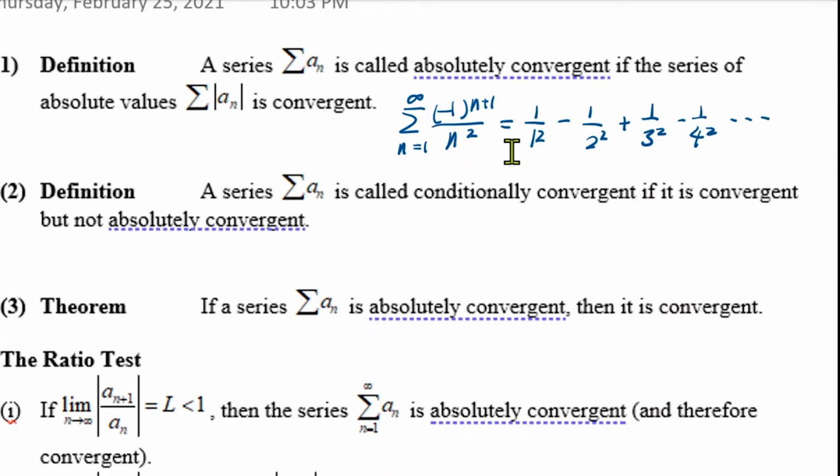Because the negative signs tend to cancel each other, so these things fluctuate back and forth, right? So if we convert all of these minus signs to plus signs, in other words, take the absolute value of every single term, would that still converge? If you do, this just becomes a p-series with p equal to 2. So this will still converge, even if it's alternating. Then we say this series is absolutely convergent. Did that make sense to you?